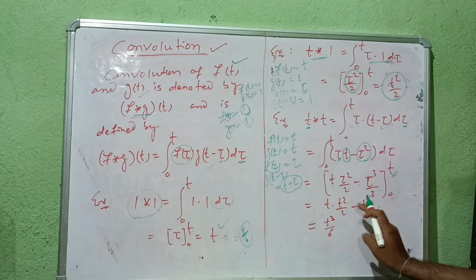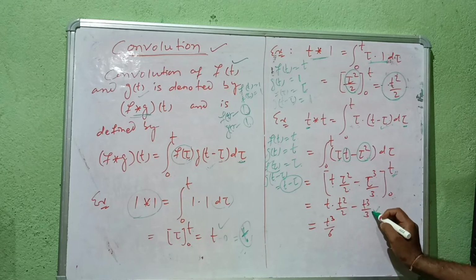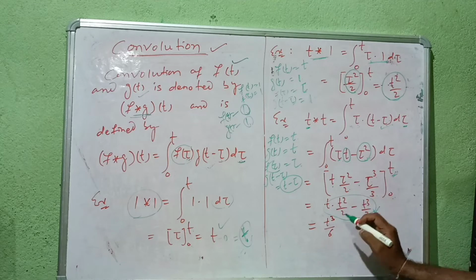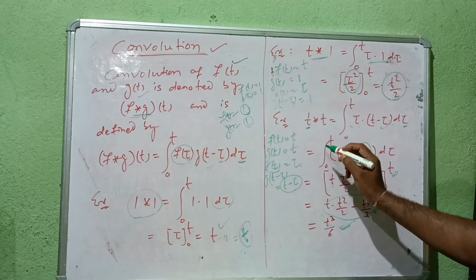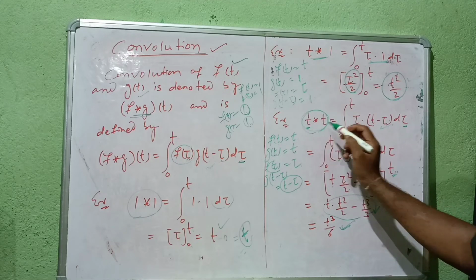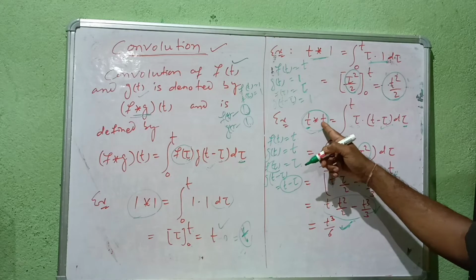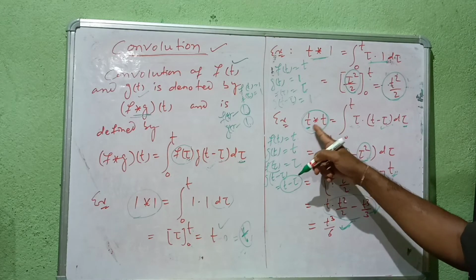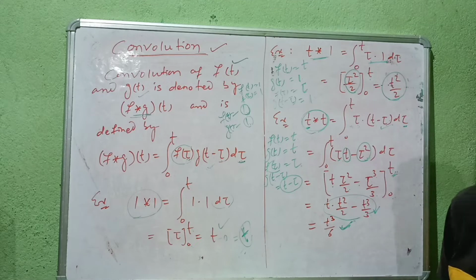So for upper limit, there exists some value only. So t into t square by 2 minus t cube by 3. So it is t cube by 2 minus t cube by 3. So if you solve it, then it will be t cube by 6. Clear? So this is the convolution of t and t. So t star t is equal to t cube by 6, or you can read convolution of t and t is equal to t cube by 6. Clear?